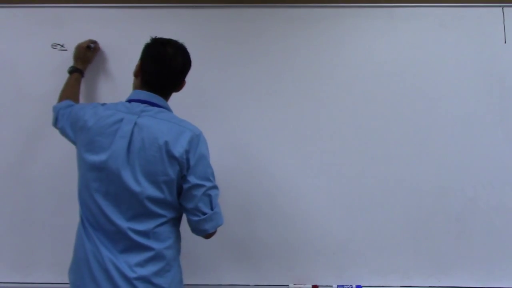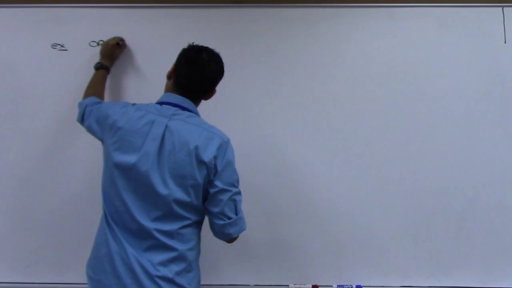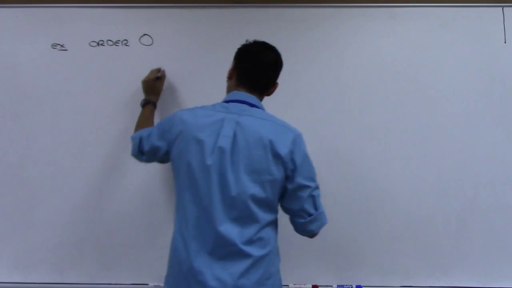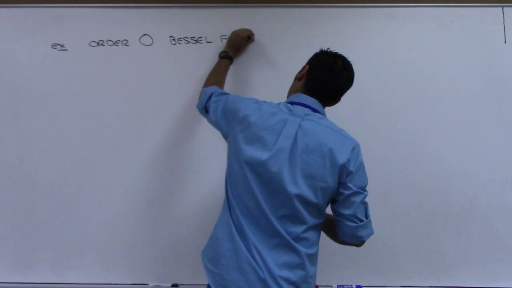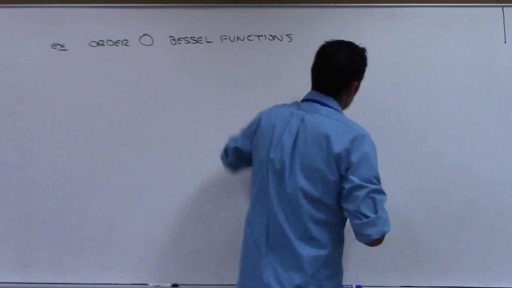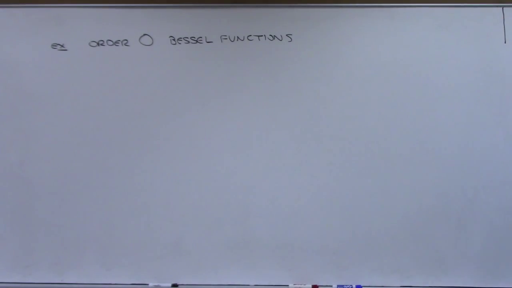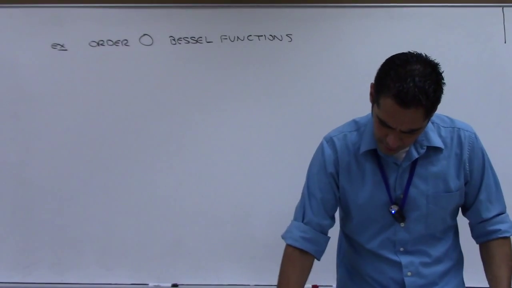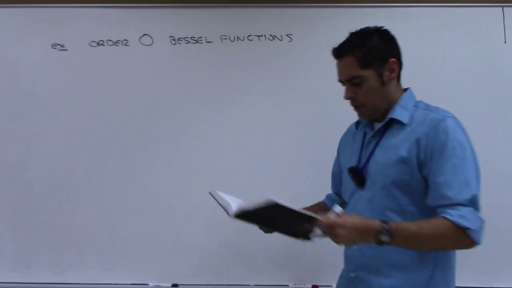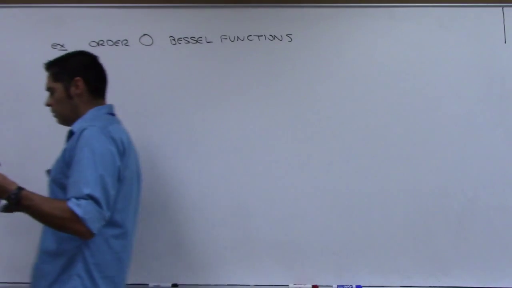which is called an order 0. That's a 0, not an O. Bessel function. Now, Bessel functions are used in many different areas of engineering, physics. Let's see, they might even have something in here about it. Yeah, I'll read this here.